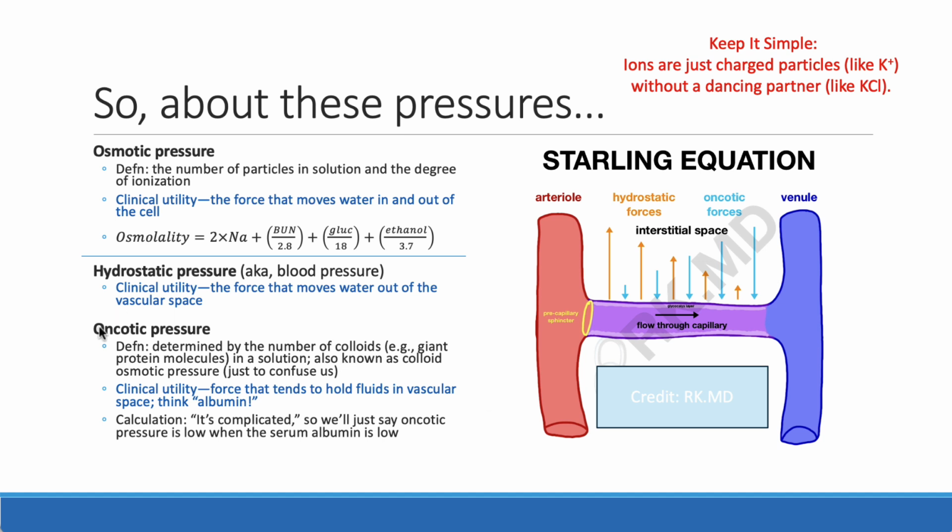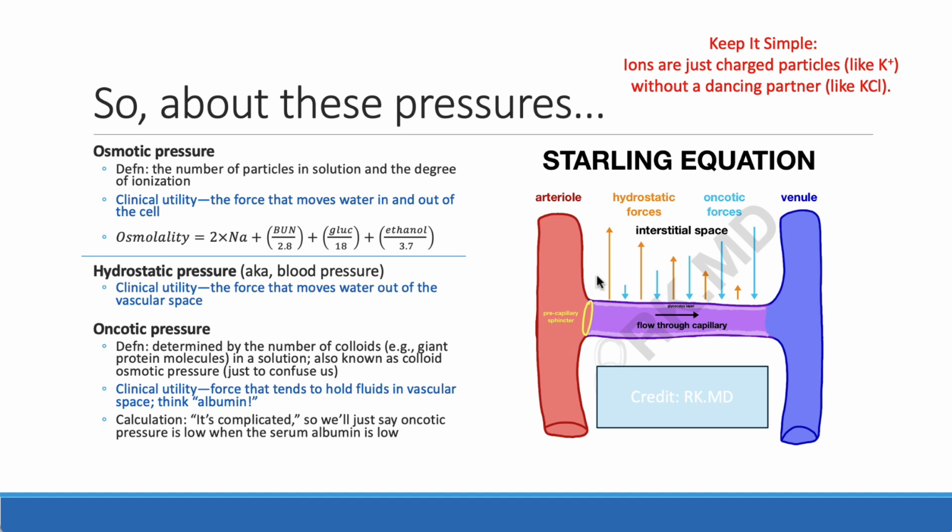Okay, so now let's talk about the oncotic pressure, which is shown here in the blue. The oncotic pressure starts out very low here and gets higher as more fluid leaves the bloodstream here in the capillary. And now it's more concentrated with protein, because that's what it is. The clinical utility is that the oncotic pressure is the force that holds fluids in the vascular space, and it's due to these giant molecules like proteins in particular. And the number one protein that we're going to think about is albumin, right?